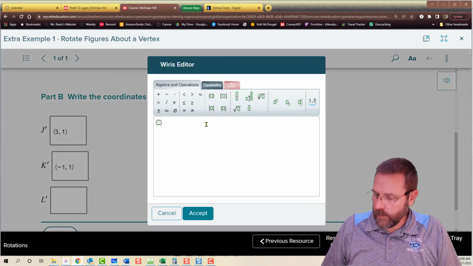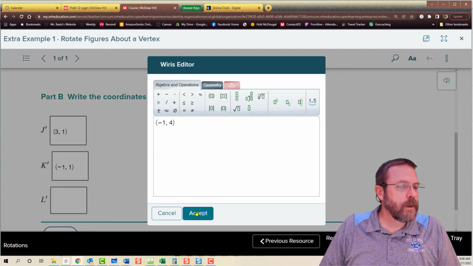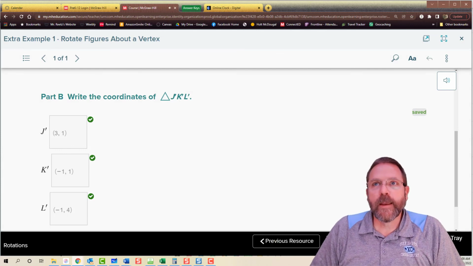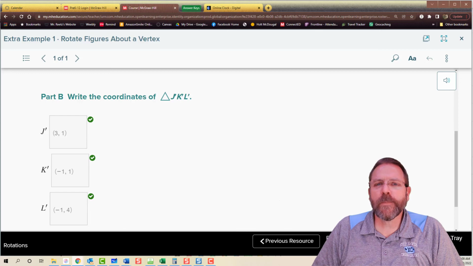And parenthesis, -1 comma 4. Accept and check. And it checks. That does take some time to do. It's not terribly hard once you wrap your head around it. It is a little work intensive though.